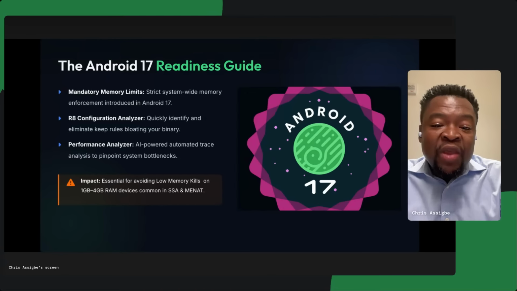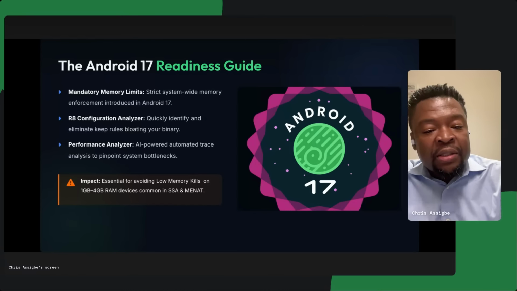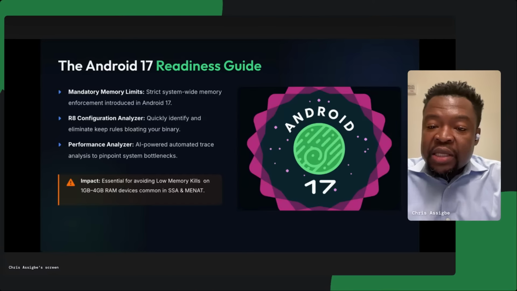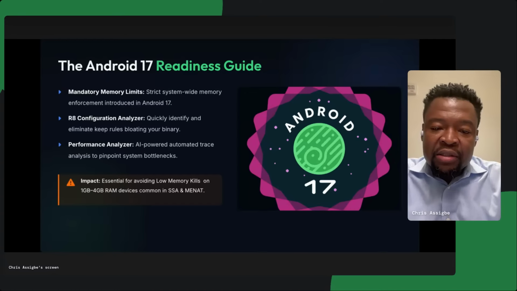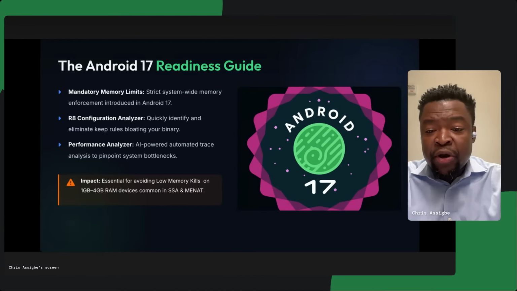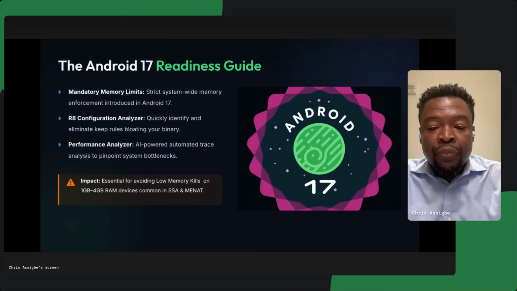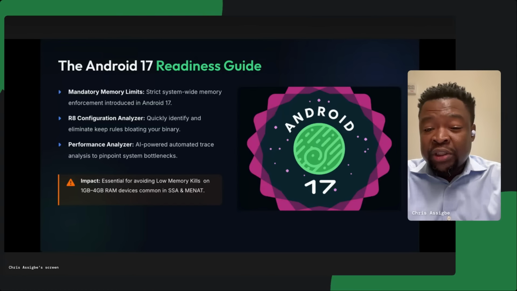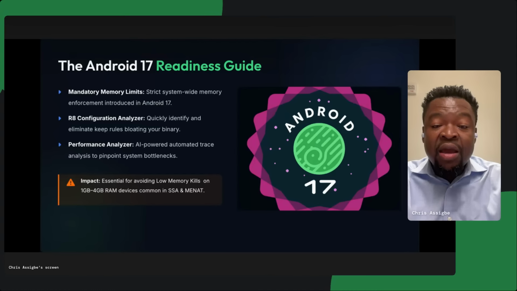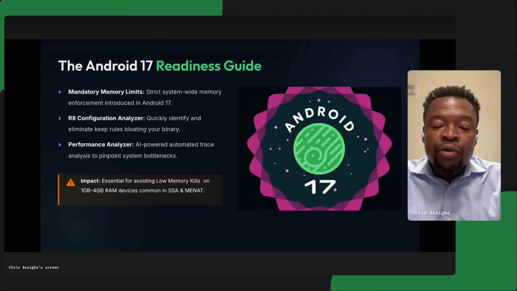Next, Android 17 is introducing mandatory app memory limits to ensure system stability. If your app is bloated, it will be terminated by the system. To help you prepare for this, we are launching the R8 configuration analyzer to shrink your binaries and a new AI-powered Android performance analyzer. If you're building for entry-level devices, mastering these tools is no longer optional. It is required to keep your app alive.